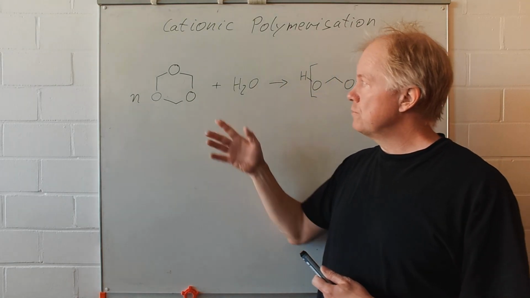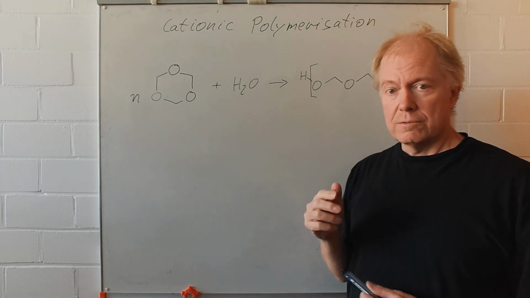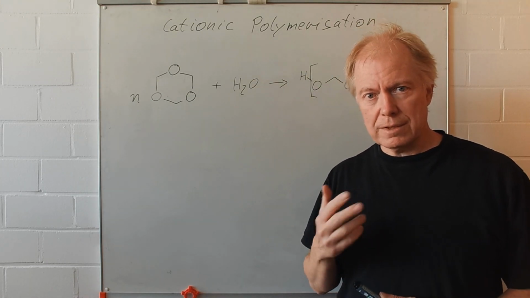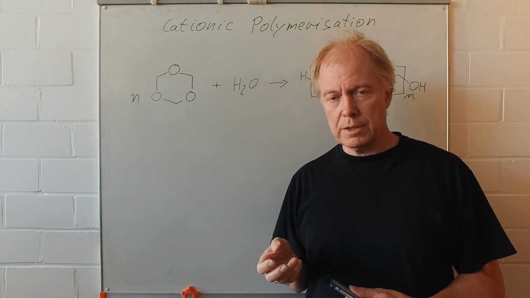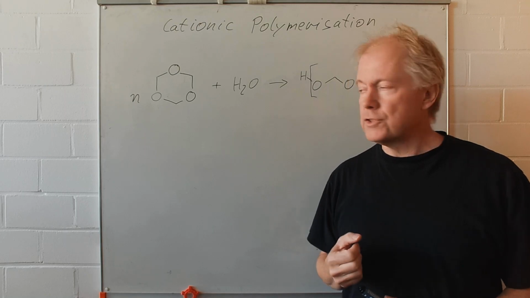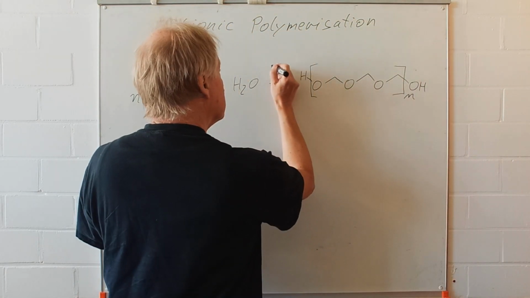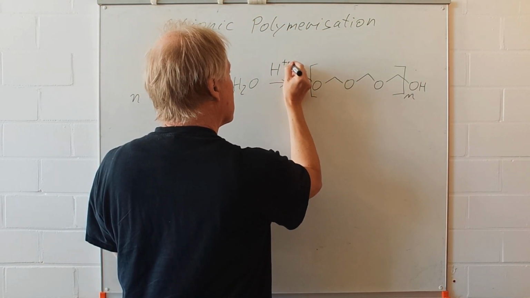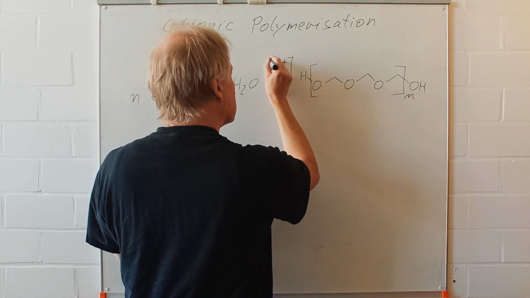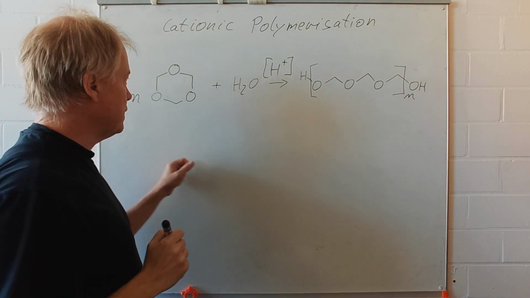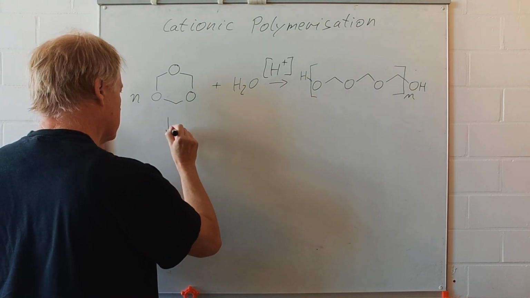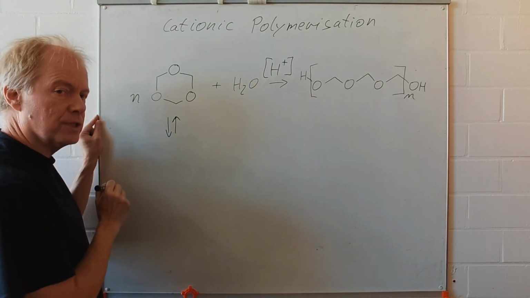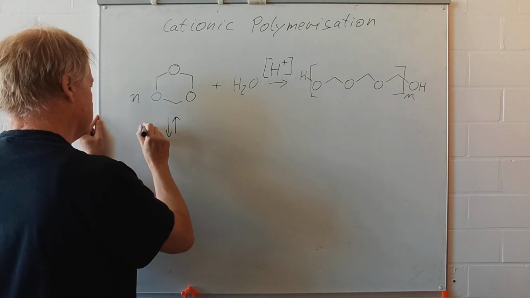What do we need for this reaction? Well, we need the catalyst, and this catalyst is an acid, either a strong protic acid or a Lewis acid. Well, let's say we have catalytic amounts of H+. In equilibrium, the trioxane will be protonated.